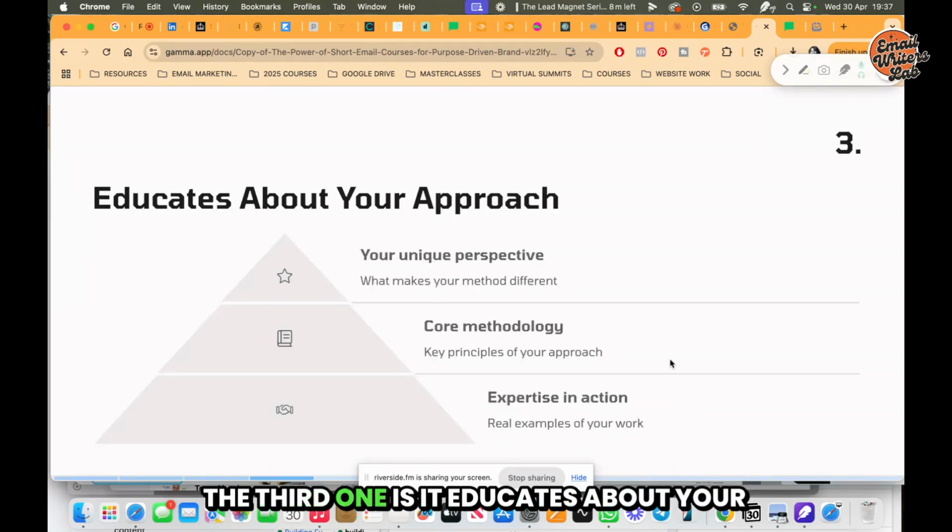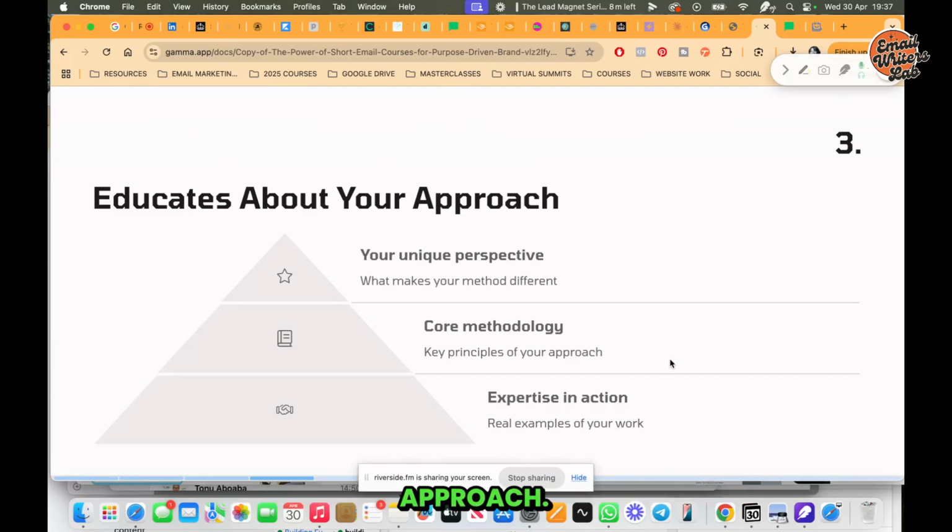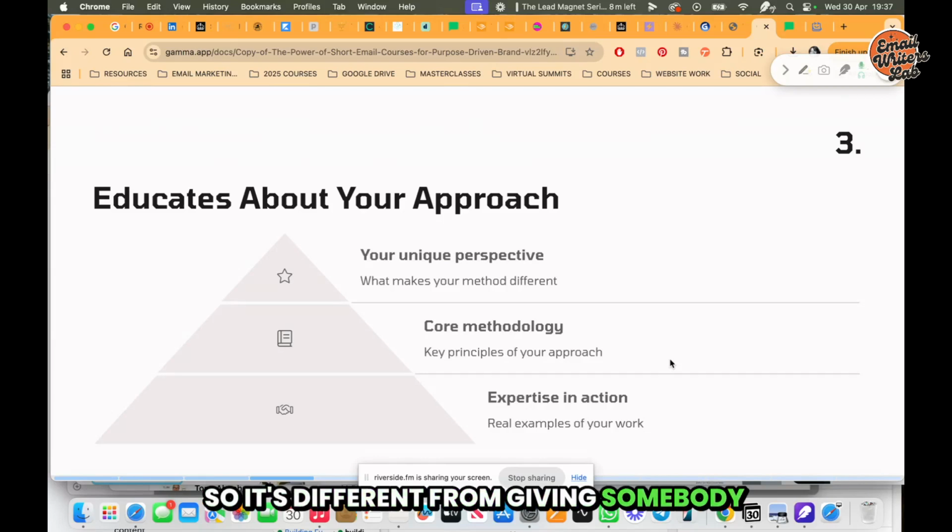The third one is it educates about your approach. So it's different from giving somebody something that's of value that they just want and they're not really interested in you. They just want the thing. Or they just take the thing and put it in their collection or on their hard drive, and then they don't even know who it came from. They don't remember you. They don't know who you are. They just got what they wanted.